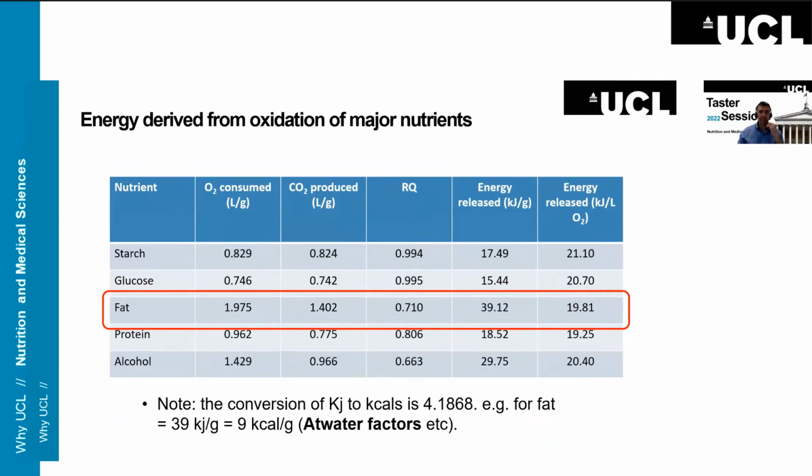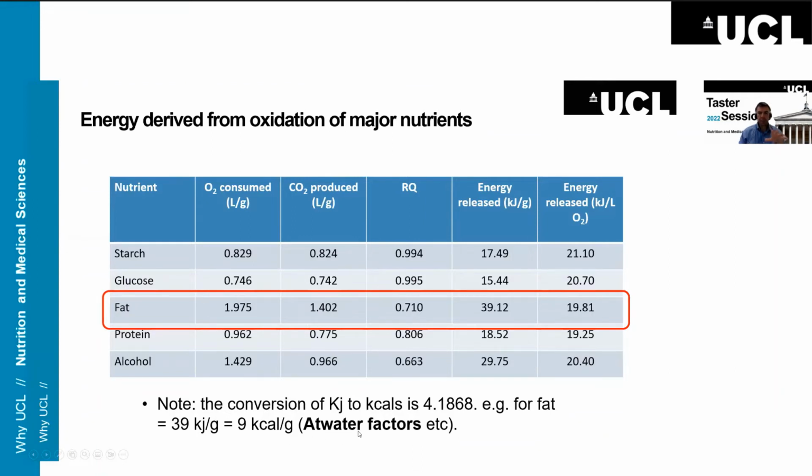And you can see here, this shows the differences between the different nutrients. So you've got glucose, so carbohydrates, starch and glucose, compared to fat. I've just highlighted fat here because you can see you need a lot more oxygen per gram of fat compared to carbohydrate. And you can see it's got a lower RQ value as well. But the energy released in kilojoules per gram is 39, which is equivalent to 9 kilocalories per gram. So fat is very energy dense.